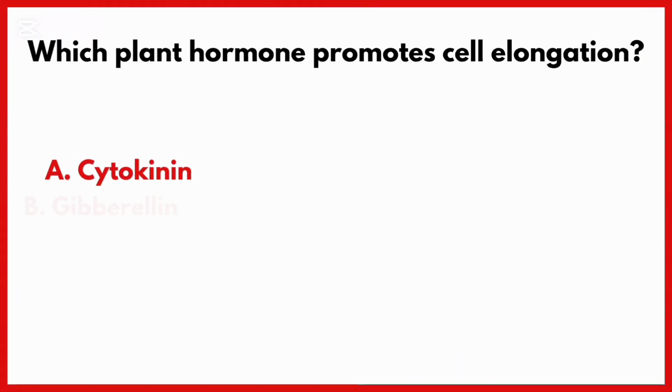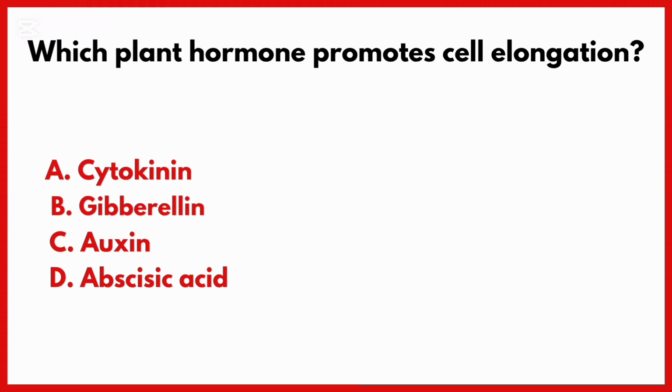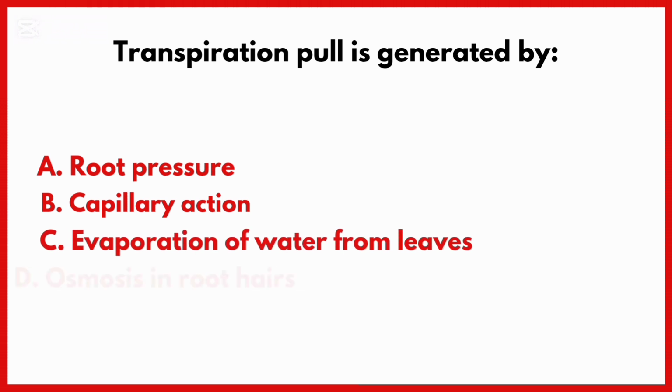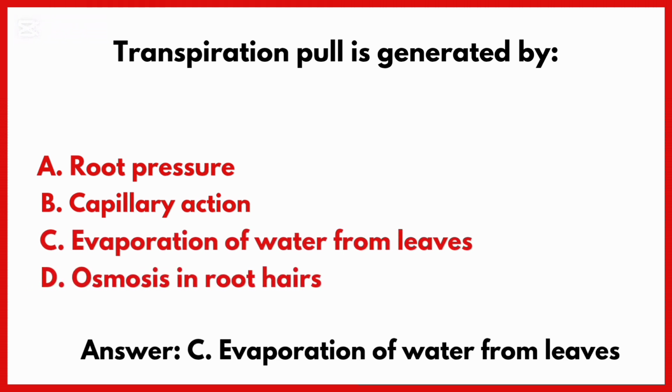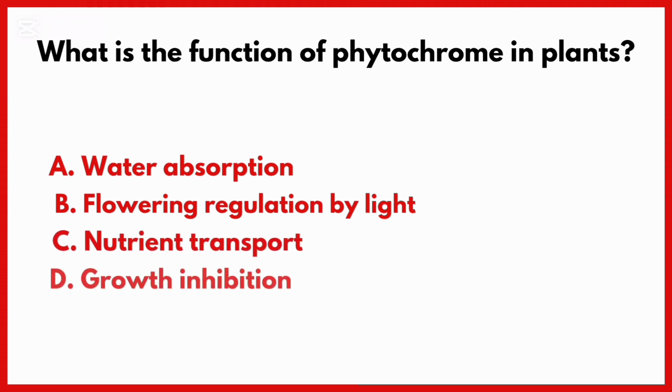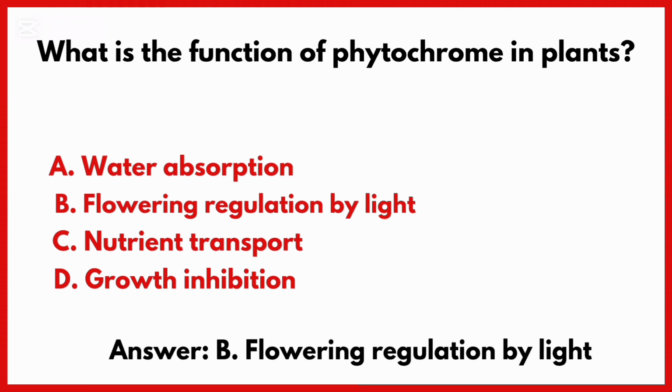Which plant hormone promotes cell elongation? Correct answer is option C. Auxin hormone promotes cell elongation. Transpiration pull is generated by. Correct answer is option C. Evaporation of water from leaves. What is the function of phytochrome in plants? Correct answer is option B. Flowering regulation by light.